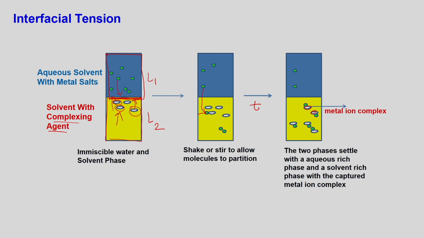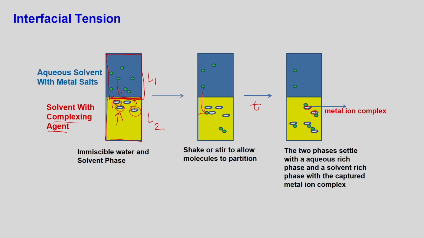Because it needs to go through the interface, it needs to create a separate area so as to pass through. The amount of energy, or work done, you require for that area is directly proportional to the value of the interfacial tension. So, you need these values to perform any extraction.